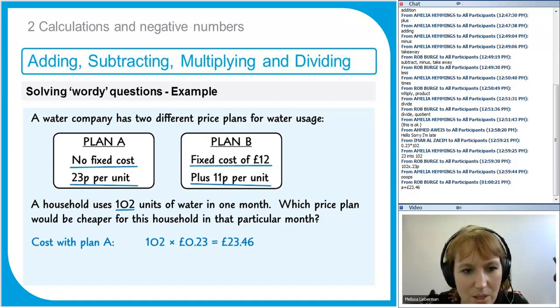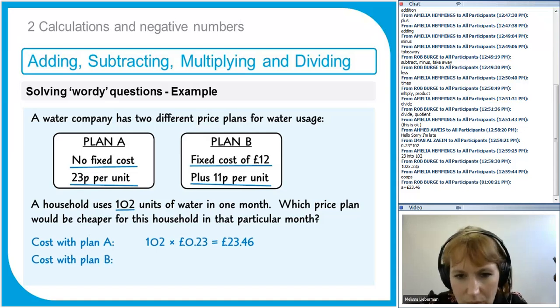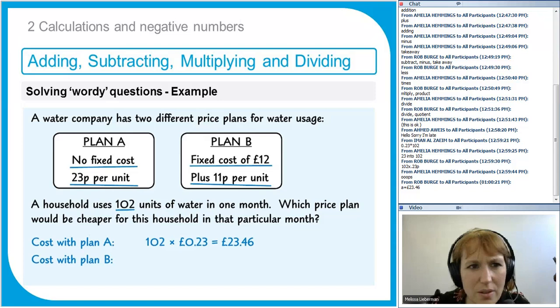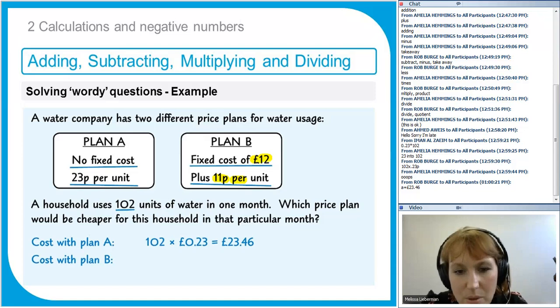Next, how much is Plan B going to cost? Now Plan B is a little bit different because we've got this fixed cost, 12. So we're going to have to add that on. So we've got some adding. And then we've got 11p per unit. Now, per is a very important word to look out for in maths. It usually means that we're going to have to multiply something. So 11p per unit means 11p multiplied by the number of units. So that's a clue as to how you're going to have to work it out.